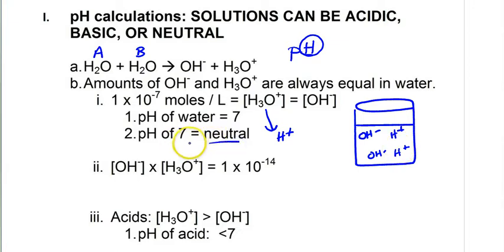When you have equal amounts of both, you know that you have something that is neutral, having a pH of 7. And so what that means then is the concentration of the hydrogen ion in the solution, it would be 1 times 10 to the negative 7th moles per liter. So it would be molar.